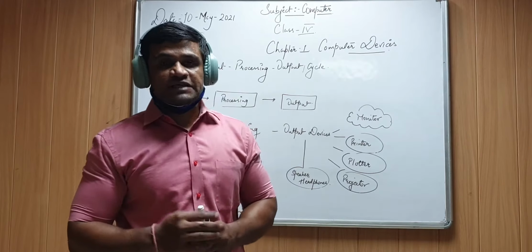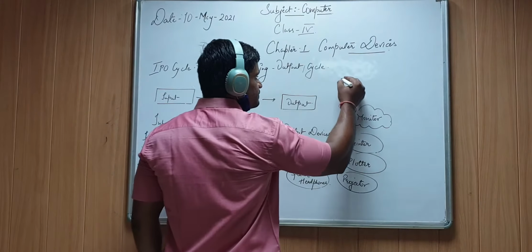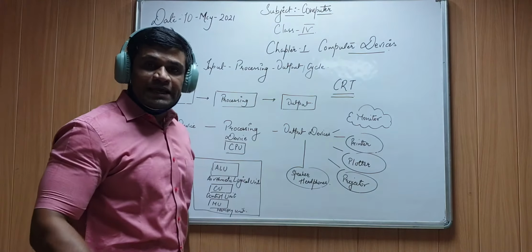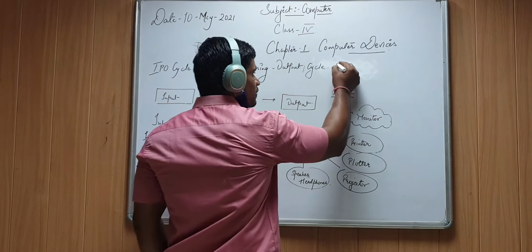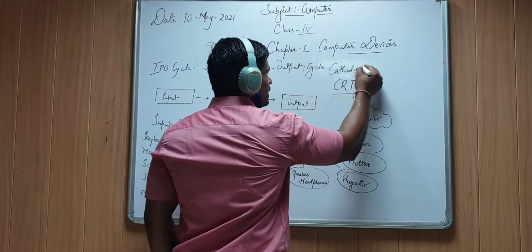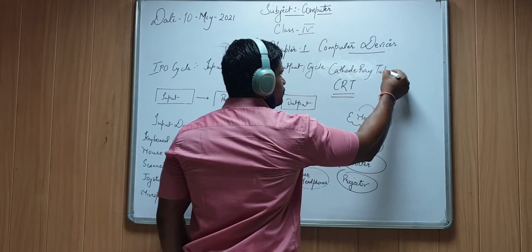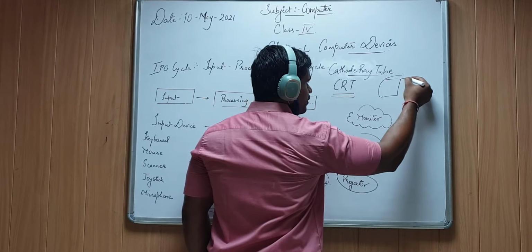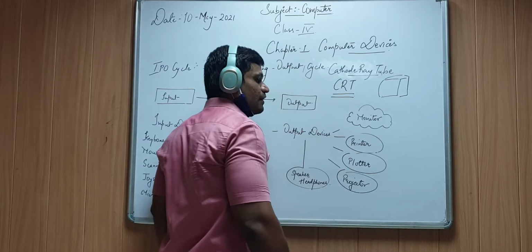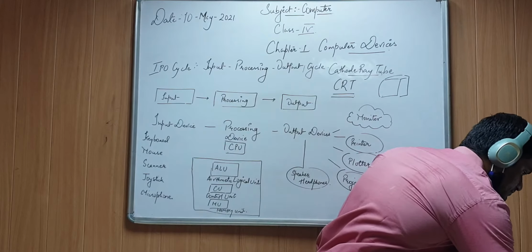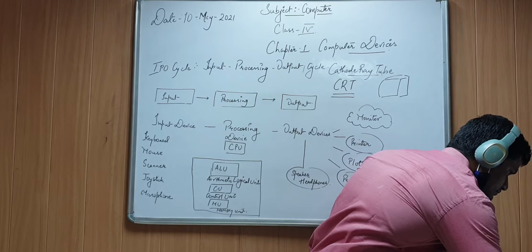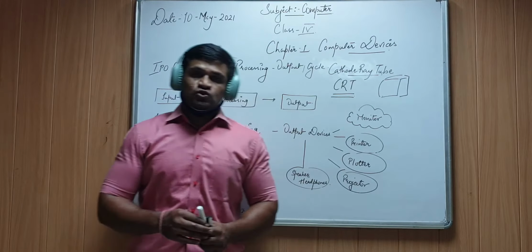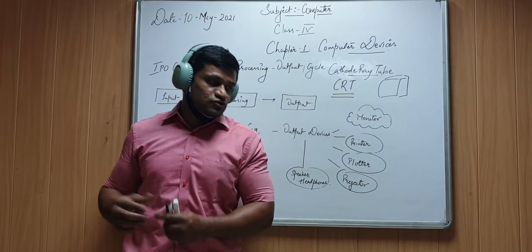Now, in the past, we had monitors of 2 types. One was the CRT monitor. The full form is cathode ray tube. When you move on to higher classes, you will learn about this cathode ray tube. These TVs, I think many of you have seen, were a little bit big and bulky in size. So these CRT monitors were used in the past.